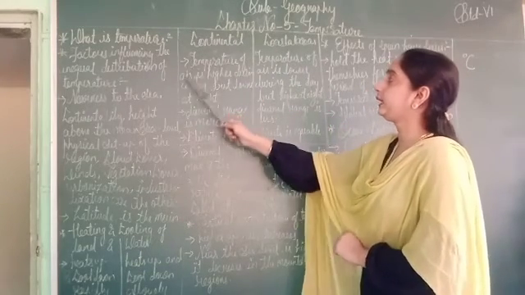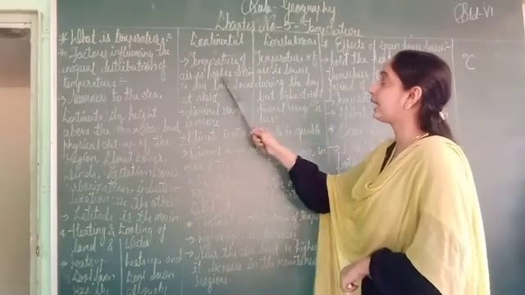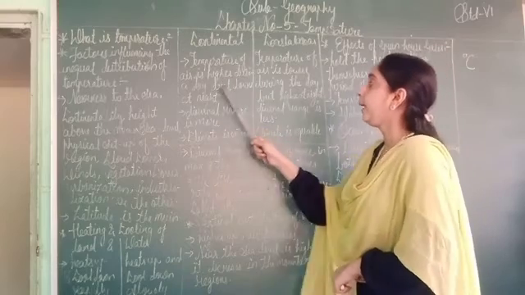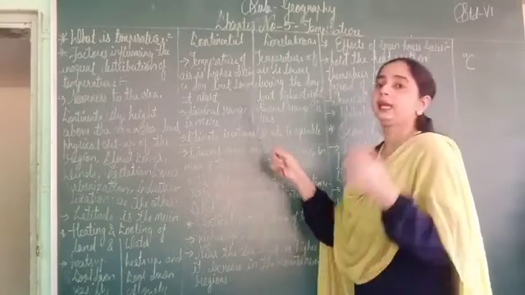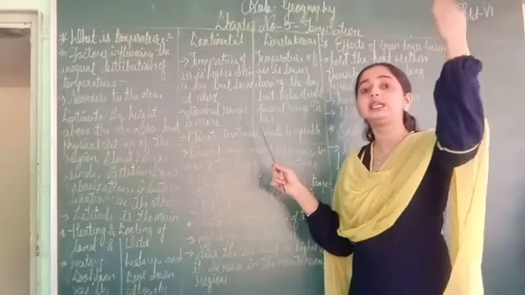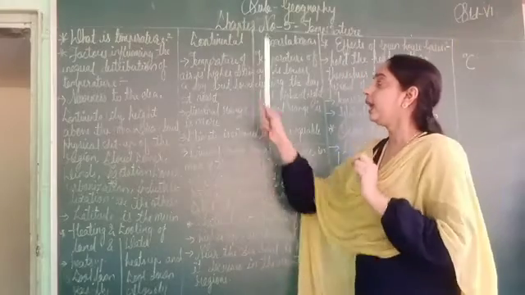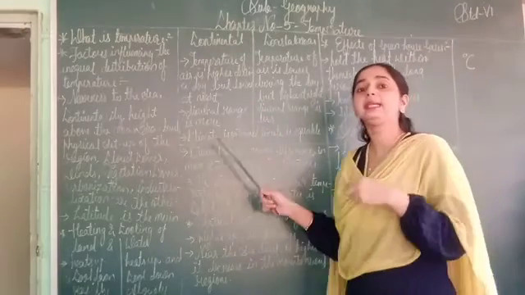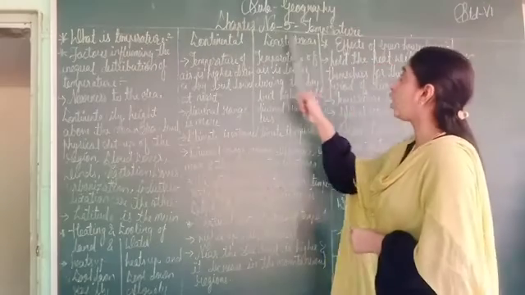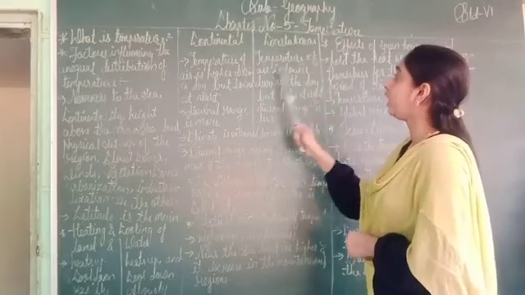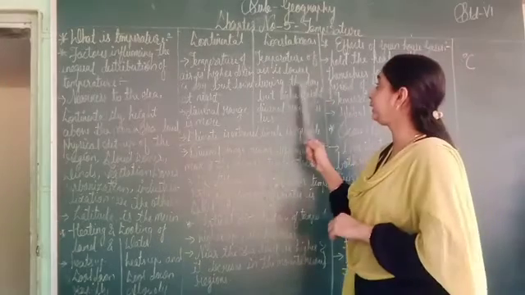In continental areas, the temperature of the air is higher during the day but lower at night. Means in daytime the temperature is higher in continental areas and lower at night time. But in coastal areas, the temperature of air is lower during daytime.